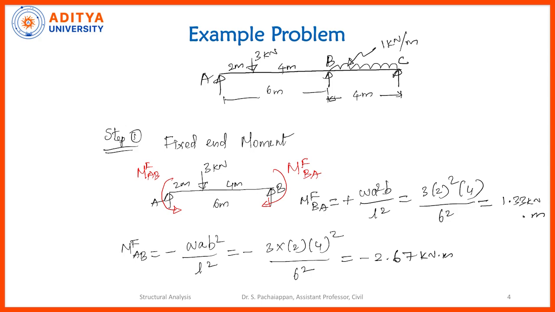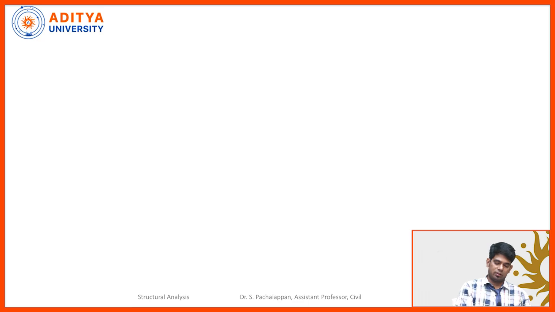So don't forget to write the unit, it's very important, otherwise you will be losing marks in the end semester examination. So this is span AB, and we have calculated the fixed end moments. Similarly, we are going to calculate the fixed end moments for span BC.